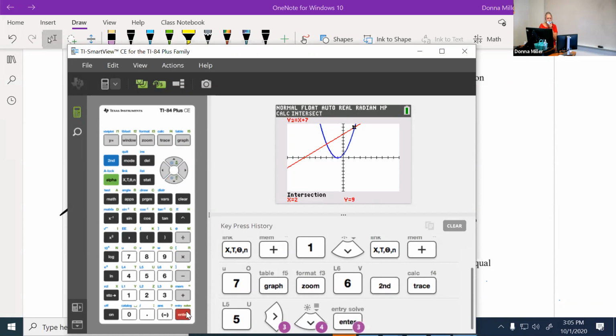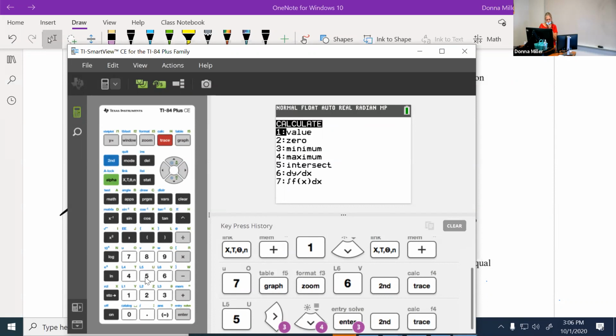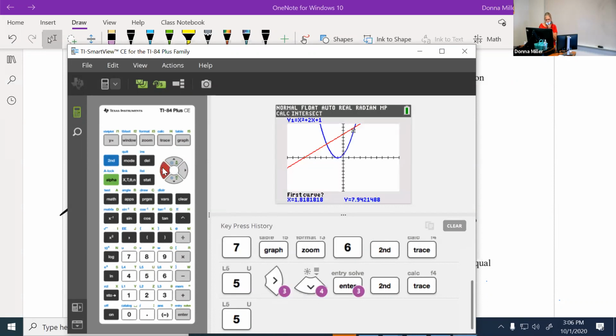I got 2, 9. Was that one of my answers? Okay, so now we'll find the other one. Second trace, intersect. Move this down toward the other one and press enter. I got -3, 4. Okay, so hopefully that's what I got with algebra. So the calculator can solve pretty much anything you want. When they want a point of intersection, though, I want you to understand, because Thursday we talked about solving equations. That's just solving for x. When they want a point of intersection, they want x and y. Okay. All right. Is that okay?